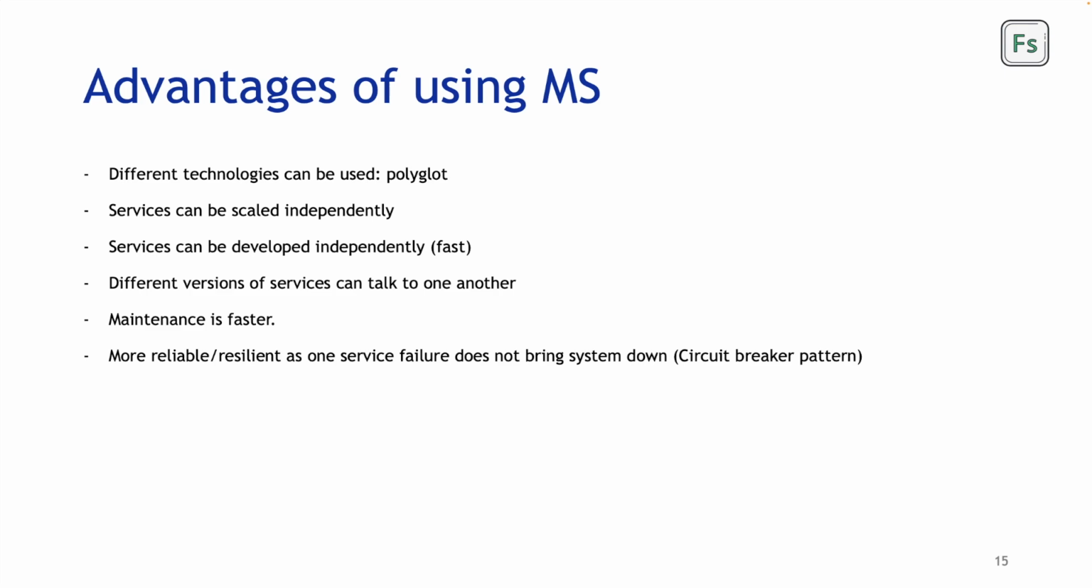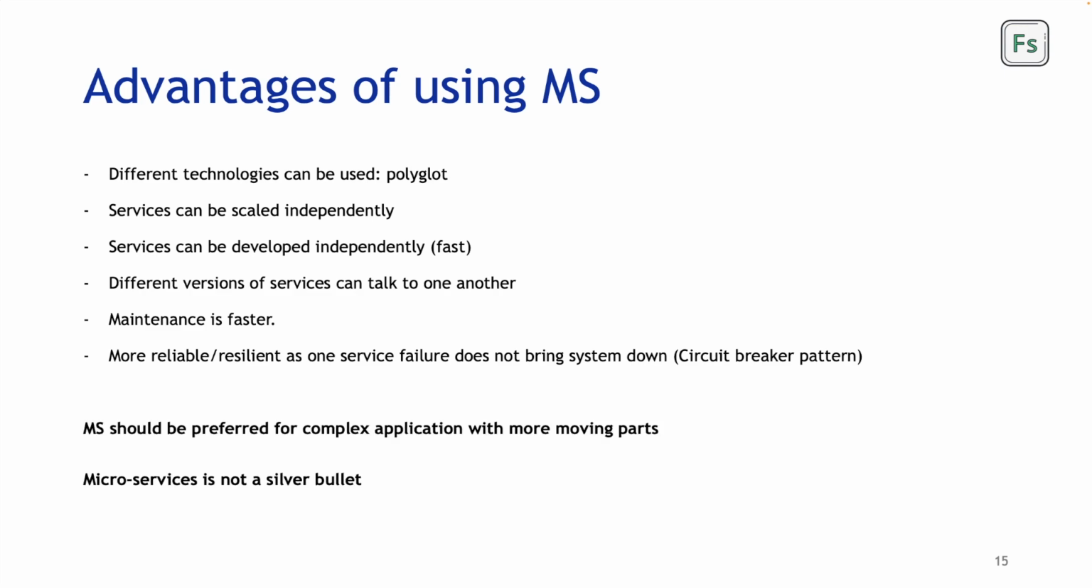More reliable. Earlier we took that example, right? There, one service failure had a cascading effect on all the other services and ultimately brought the whole system down. But here we have some ways that we can avoid doing that.